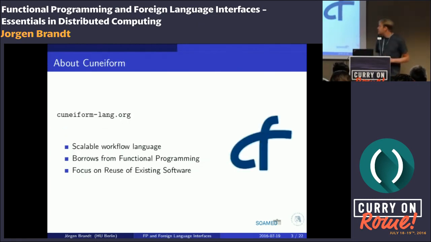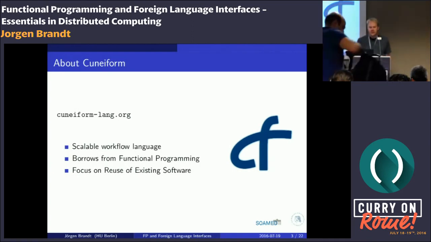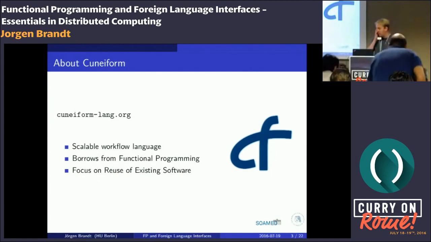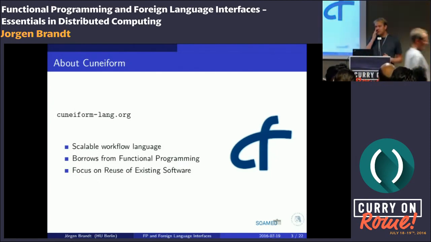And yes, this language, Cuneiform, as I said, is a scalable workflow language, and it borrows from functional programming a lot and allows the reuse of existing software, which is quite important, I think, because people who are willing to do scientific data analysis don't want to first port their software or write wrappers for using them.